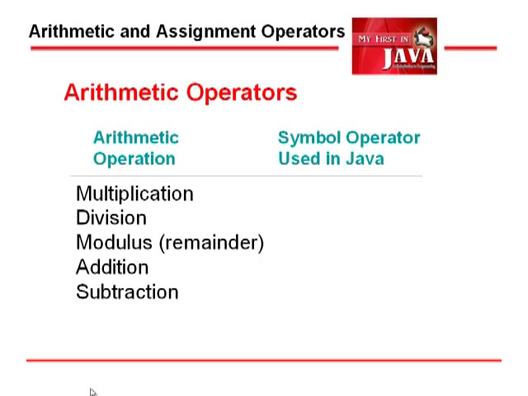Arithmetic operators. So, how do you represent arithmetic operations such as multiplication, division, modulus, which is also known as remainder, addition, and subtraction? In Java, we use the following symbols: multiplication, asterisk; division, slash; modulus, we use the percent sign; addition, of course, the plus symbol; and subtraction is the minus symbol. Not much difference except for multiplication.